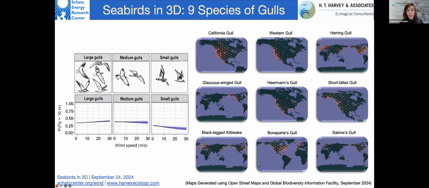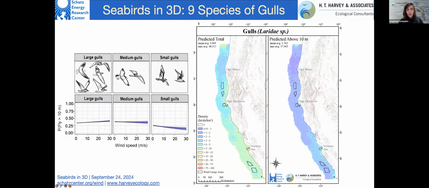So the gulls are the most abundant type of seabird above 10 meters predicted from our model. It's a group of them, so it's not one species, it's 9. I just wanted to show you, some of them are wide ranging, some are not, some are very local. Western gulls are West Coast specific. So there's a lot of differences in the gulls, but they do fly similarly. Next slide, please. Which is why we grouped them together.